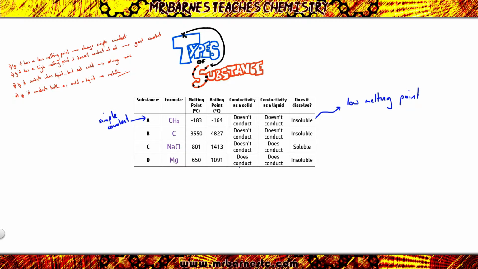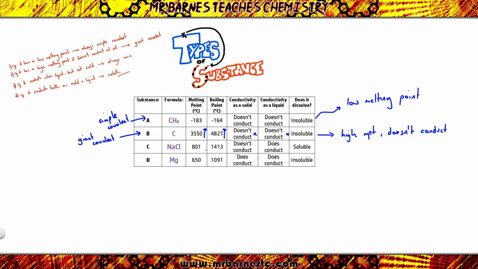Substance B, it's got a high melting point and high boiling point, so we know it's not simple. We then look at the conductivity. It doesn't conduct as a solid, it doesn't conduct as a liquid, therefore it has got to be giant covalent.